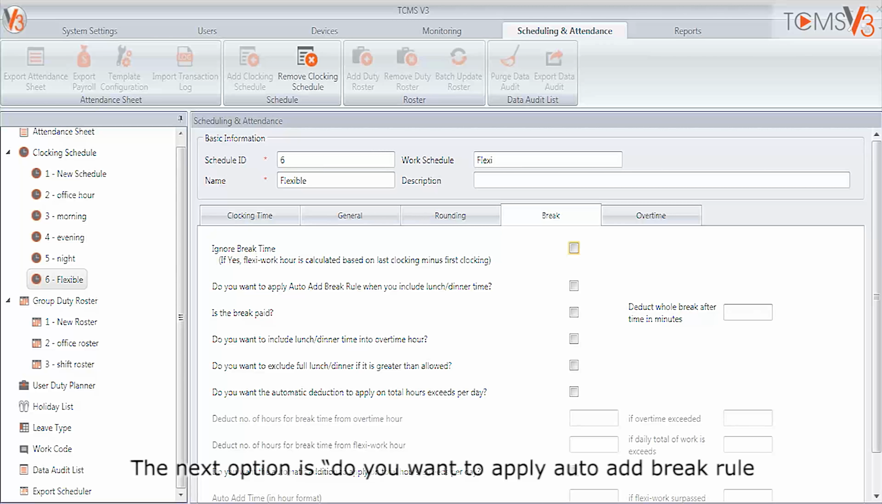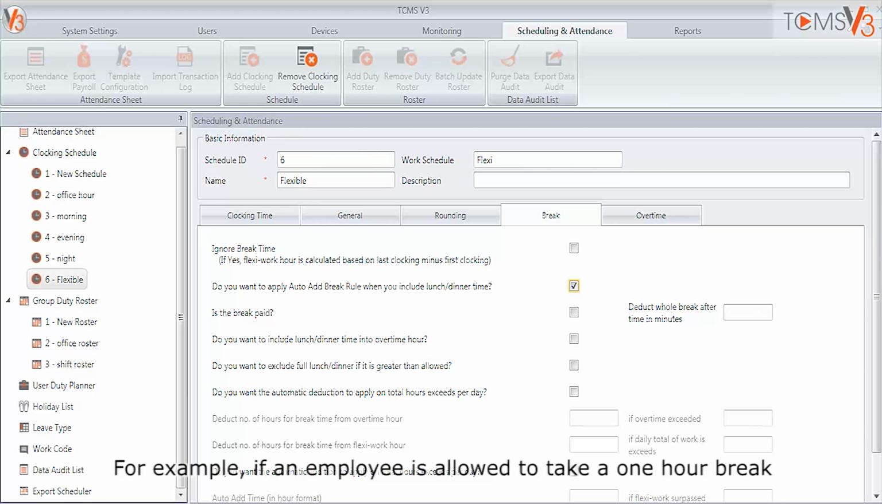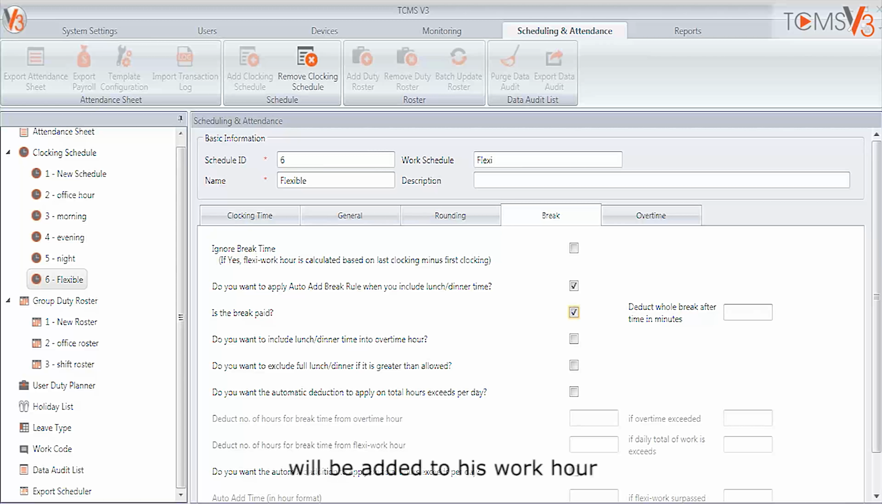The next option is, do you want to apply auto-end break rule when you include lunch or dinner time? If you set this option to yes, the system will apply auto-end break rule. For example, if an employee is allowed to take a 1-hour break and he is taking only 30 minutes, the remaining 30 minutes will be added to his work hour.